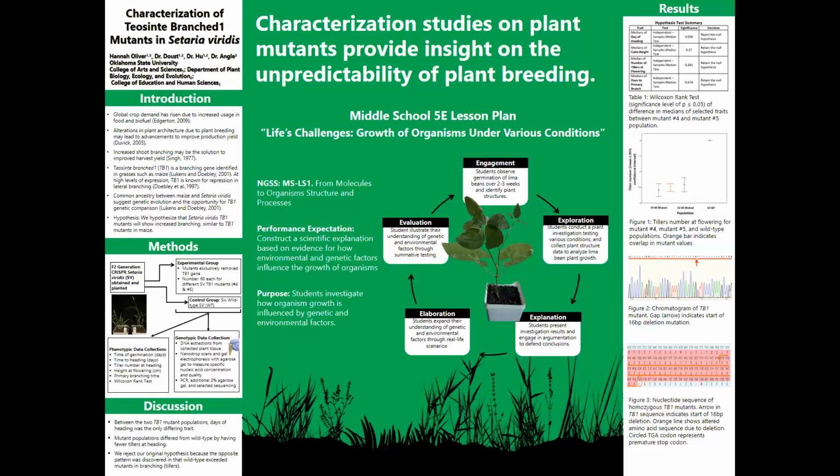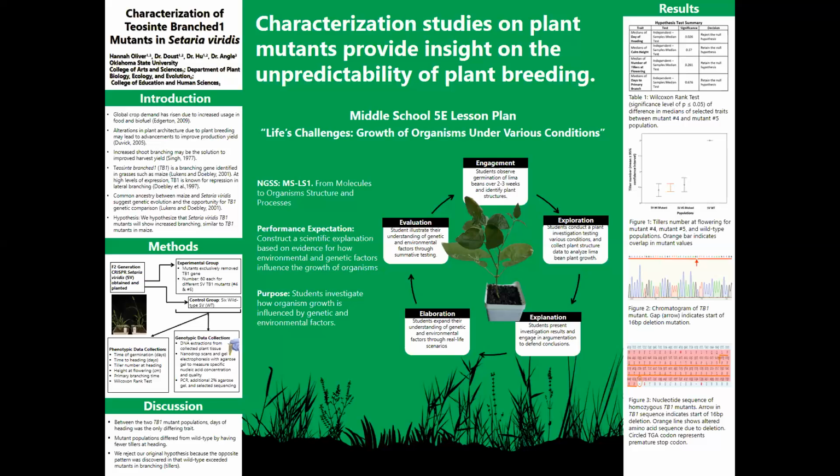In our results, our phenotypic data showed through the Wilcoxon rank test in Table 1 that between mutant populations 4 and 5, there was no significance in any of the measured traits except days of heading. And in Figure 1, when comparing the mutant populations to the wild type, we found there was a difference in tiller count between populations.